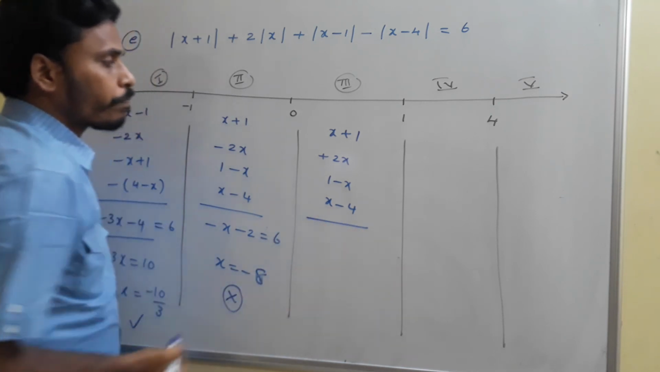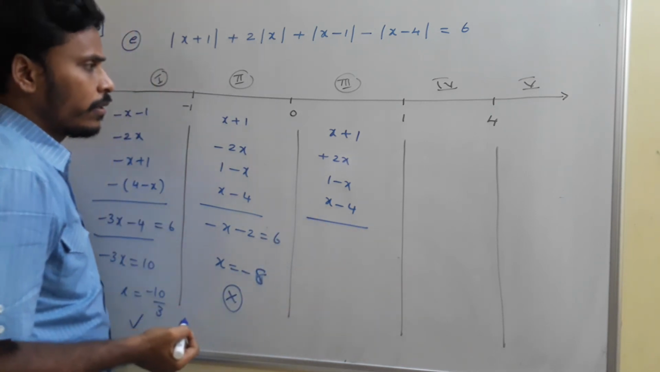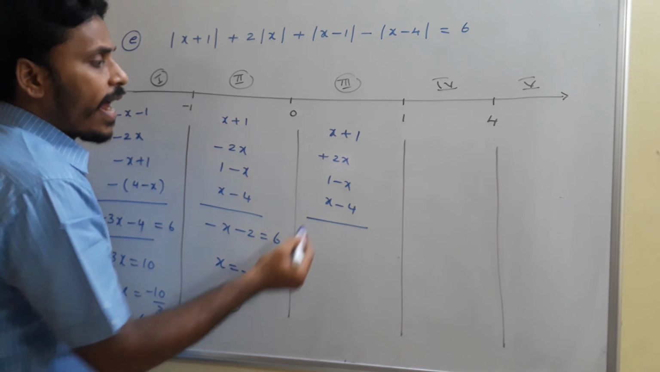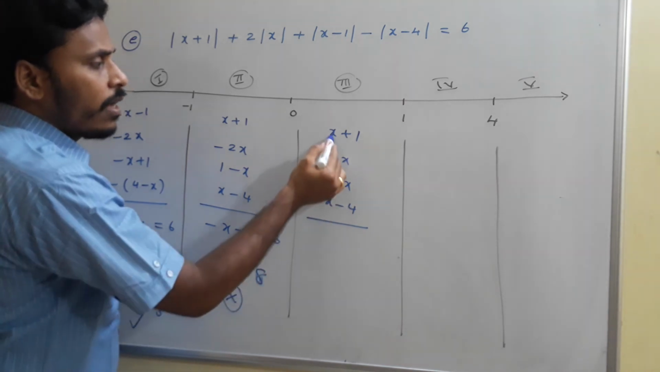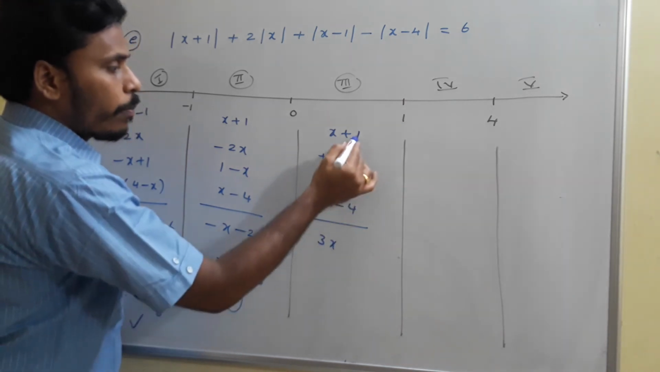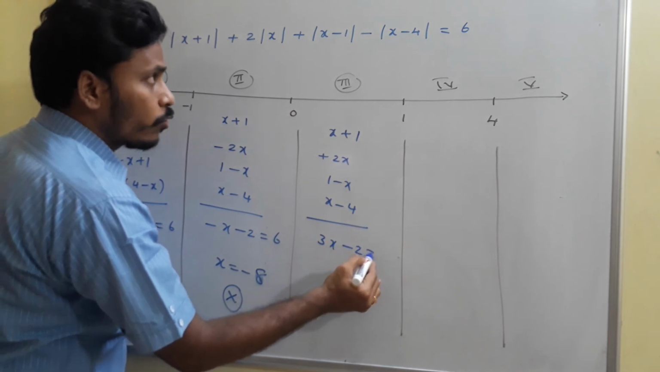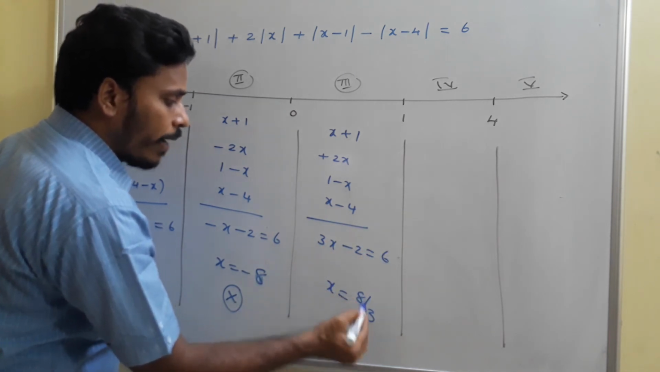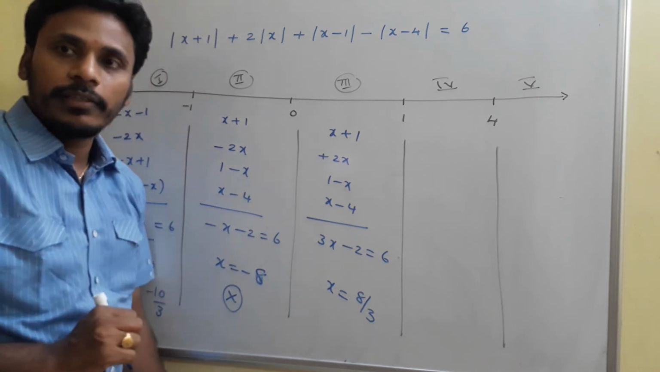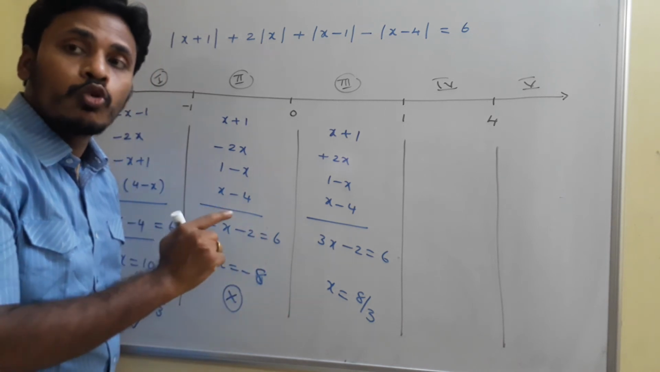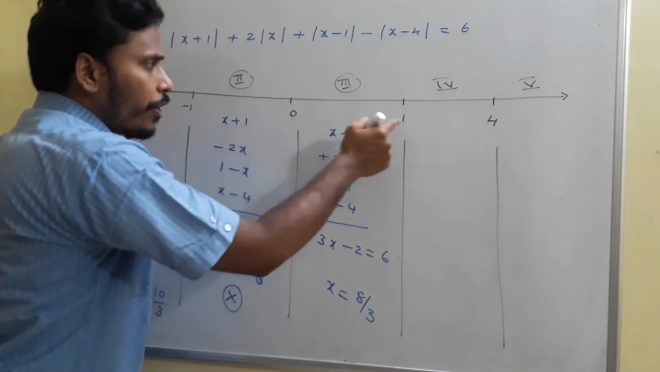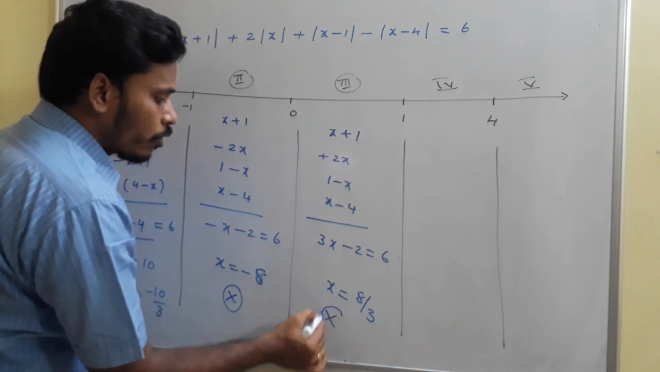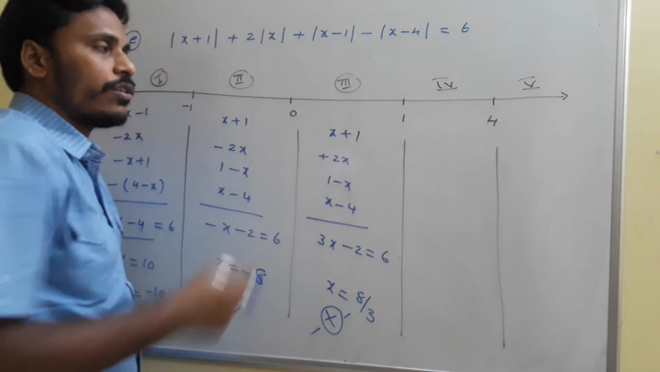So add. Now how to add? While adding you just think x and x will get cancelled. x and 2x is 3x, 1 plus 1 is 2, minus 4 is minus 2, which is equal to 6. And here you will get x equal to 8 by 3. What do you say about 8 by 3? 8 by 3 is a number which is 2 point something. So for sure it is not there in between 0 and 1. So there is no solution in this region.